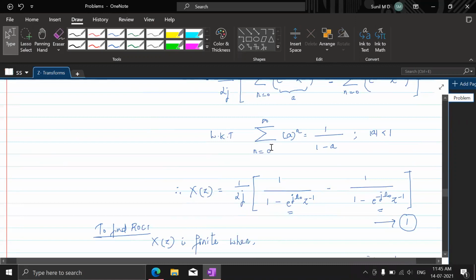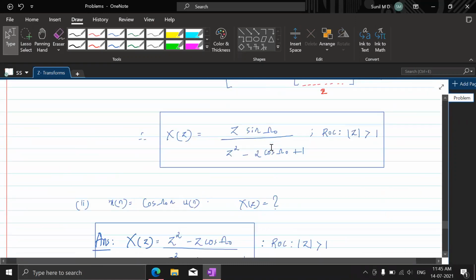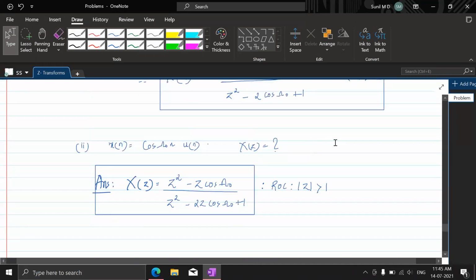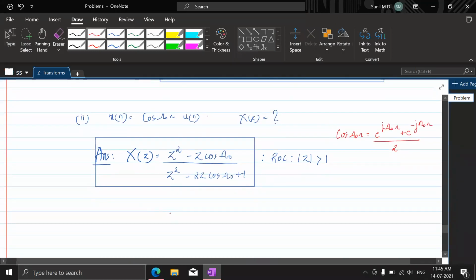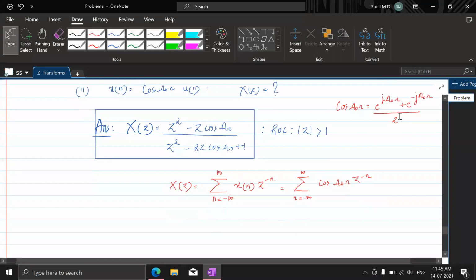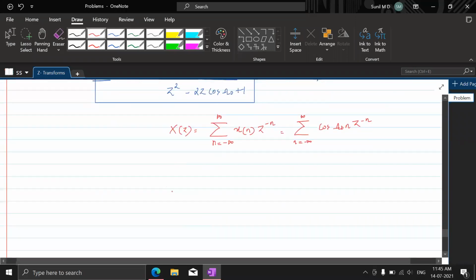In a similar way, we have to find the Z transform of cos omega naught n also. So this is the hint. You will write the equation for X of z. X of z is summation, n ranging from minus infinity to plus infinity, x of n, z to the power minus n. In place of x of n, you will have cos omega naught n, and this is z power minus n. And in place of cos omega naught n, you will bring this.